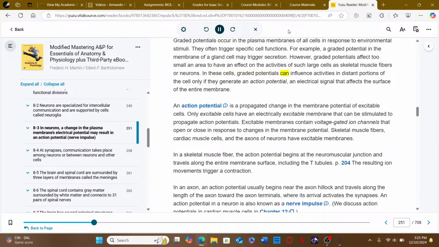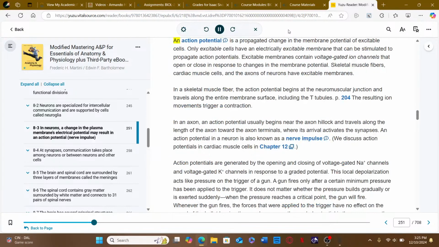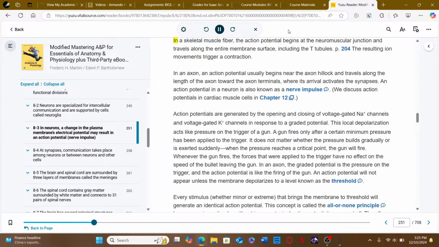In these cells, graded potentials can influence activities in distant portions of the cell only if they generate an action potential, an electrical signal that affects the surface of the entire membrane. An action potential is a propagated change in the membrane potential of excitable cells. Only excitable cells have an electrically excitable membrane that can be stimulated to propagate action potentials. Excitable membranes contain voltage-gated ion channels that open or close in response to changes in the membrane potential. Skeletal muscle fibers, cardiac muscle cells, and the axons of neurons have excitable membranes.